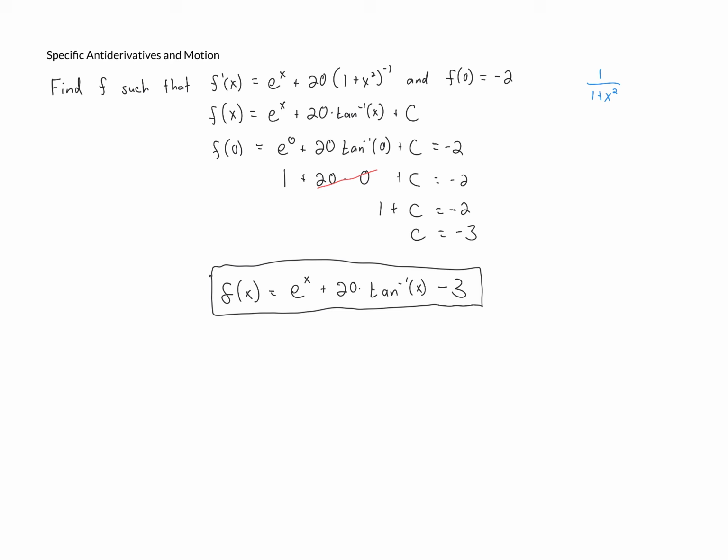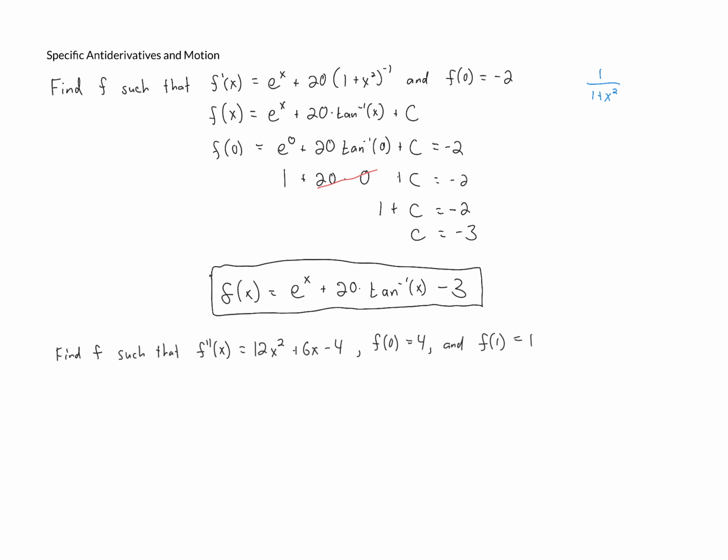All right, let's look at another one. This one is going to have one more component to it. Let's find f such that the second derivative of f is equal to 12x squared plus 6x minus 4. We also know that f of 0 equals 4, and f of 1 is equal to 1. So here we have the second derivative, and we want to find the function.